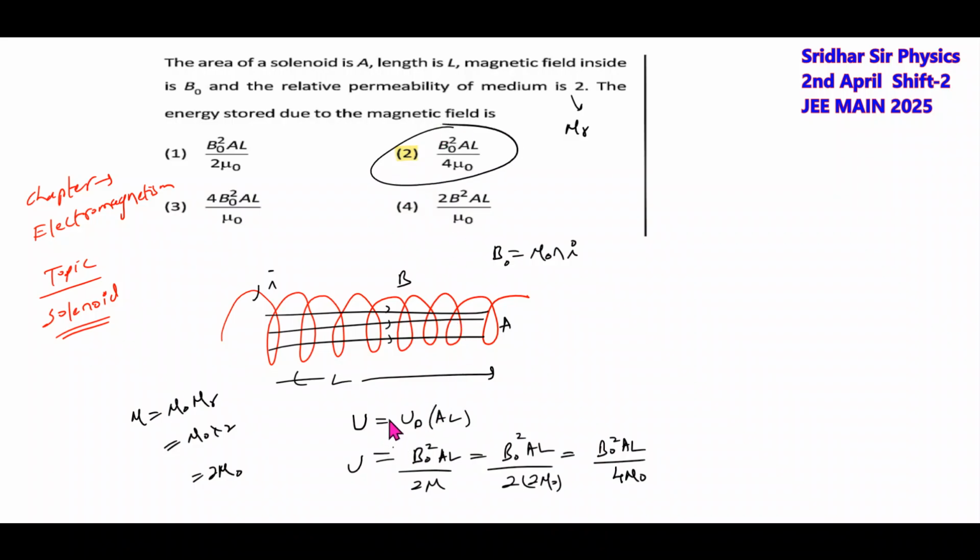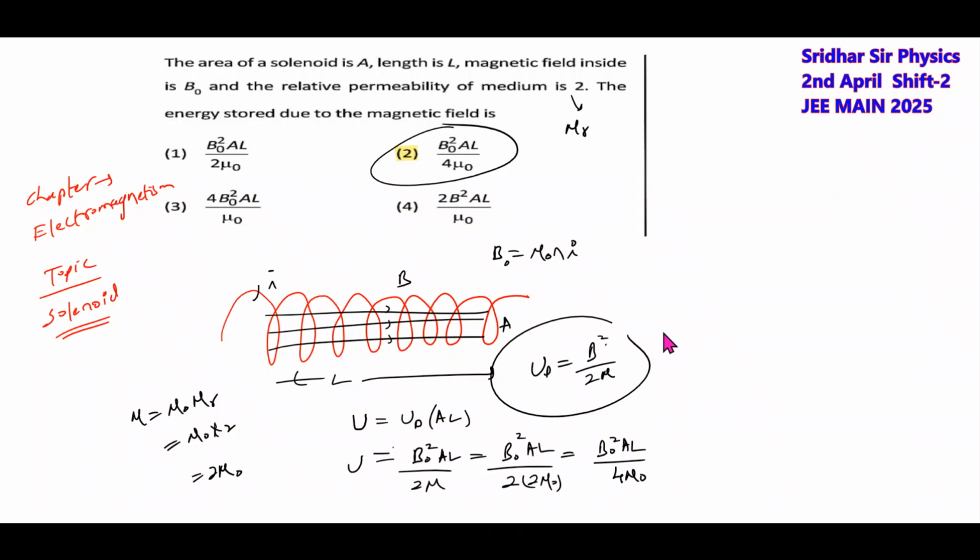Simple idea. The formula for energy density will be B square by 2 mu. In free space it will be 2 mu naught. In any medium it will be 2 mu naught into mu r. Mu r is the relative permeability, and the relative permeability of the medium is given as 2. Just theoretical things, nothing big.